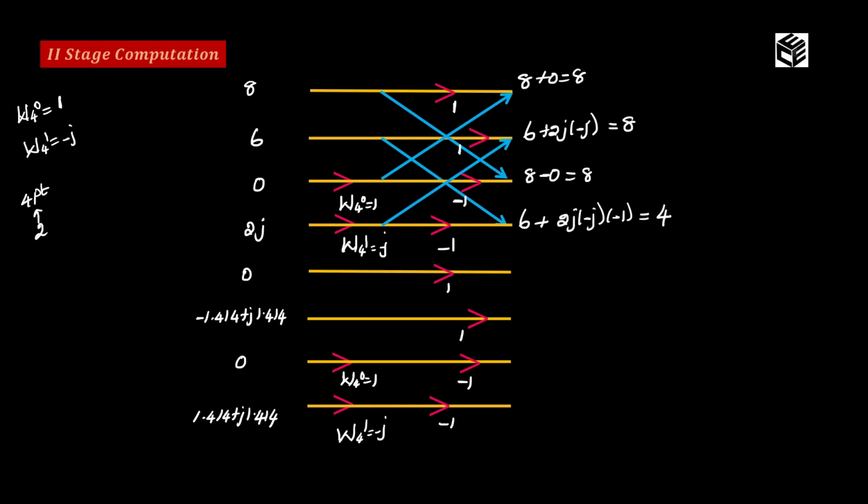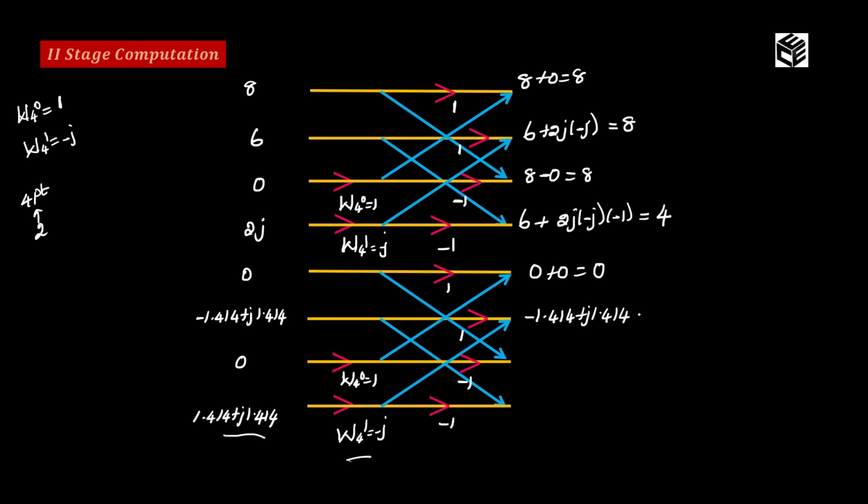And this line, I'm going to give the cross line. So here it is 0 plus 0 is equal to 0. And here it is minus 1.414 plus j 1.414 minus j 1.414 plus 1.414. So my answer is this and this cancel, this and this cancel, it is equal to 0. And here it is 0 minus 0 is equal to 0.